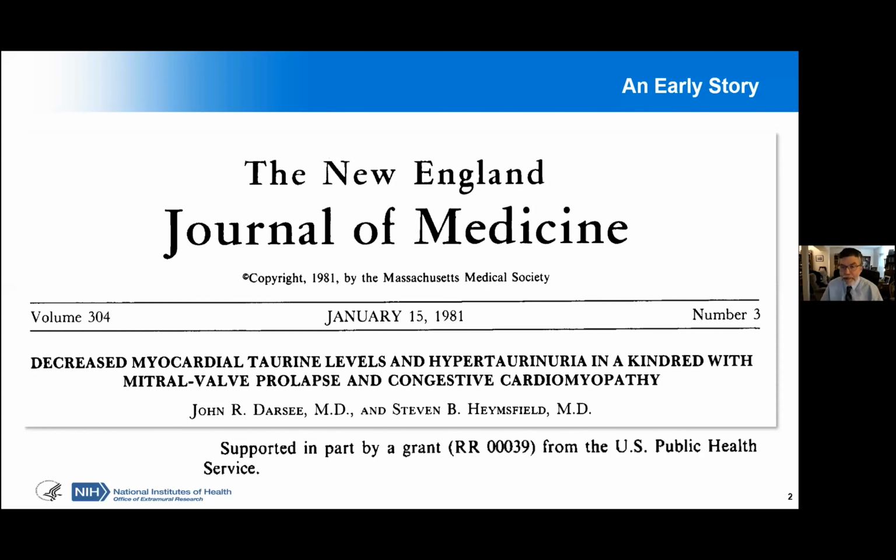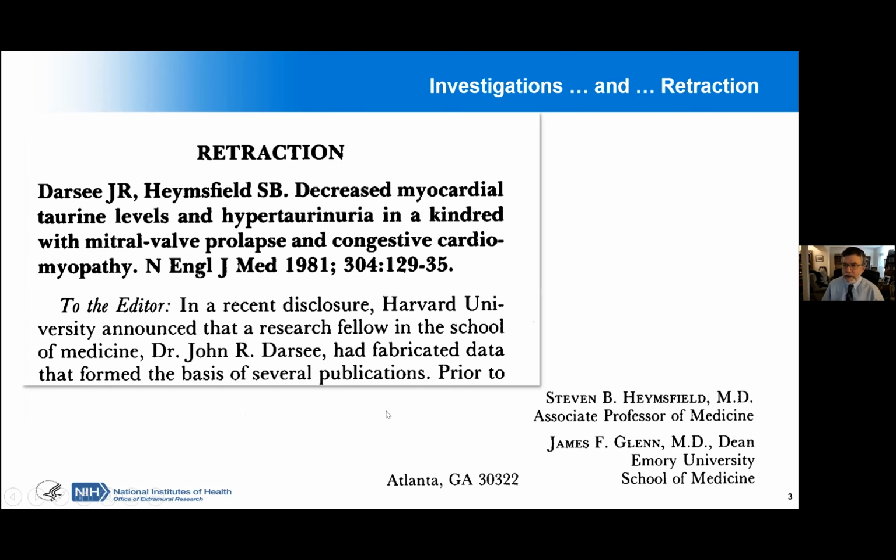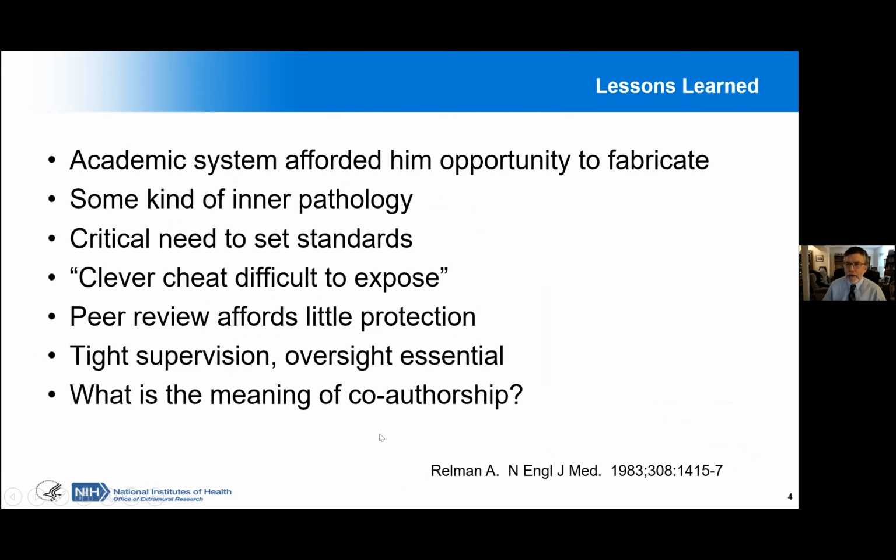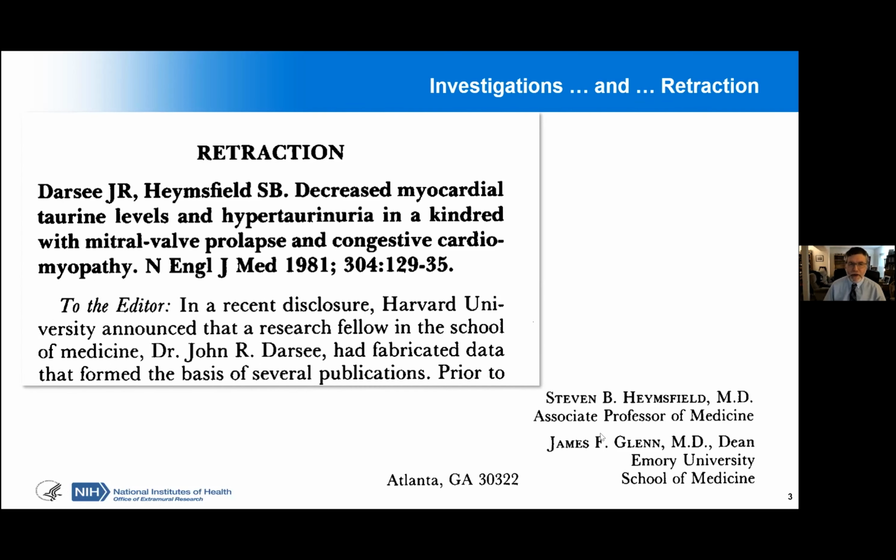Which then led to discoveries that he had fabricated a lot of work. In this particular case, this paper was retracted because the work had been fabricated. It says here that he had fabricated data from several publications. It wasn't several publications. It was dozens of publications. There was a lot of news coverage. There were investigations and more investigations. It was a huge scandal.